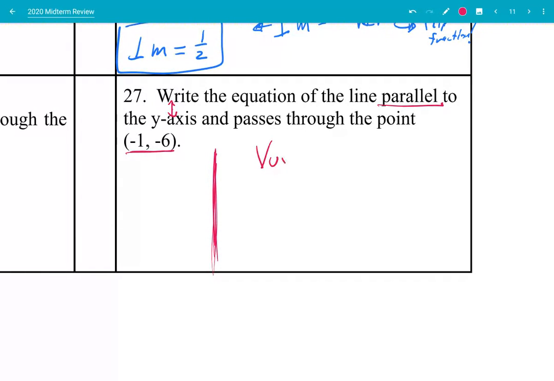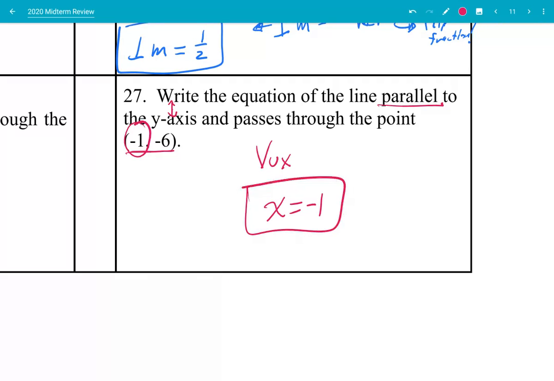That means undefined slope, and it starts with x equals. Well, what's the x value? It's -1. So there's the equation of the line. It goes through the x-axis at -1, and down here would be -6, but also -5 and -4. All those points right there.